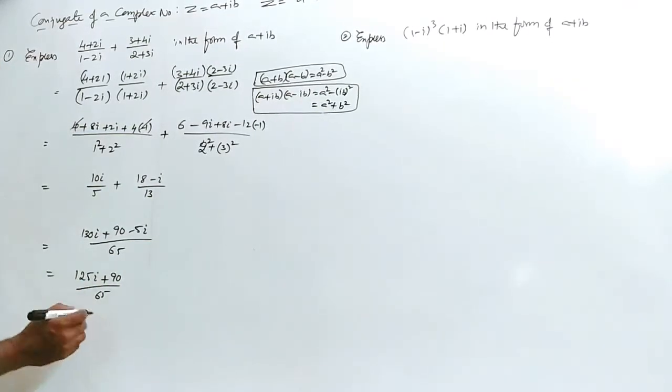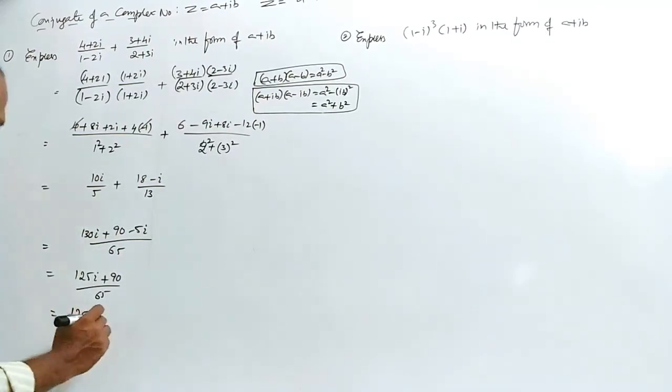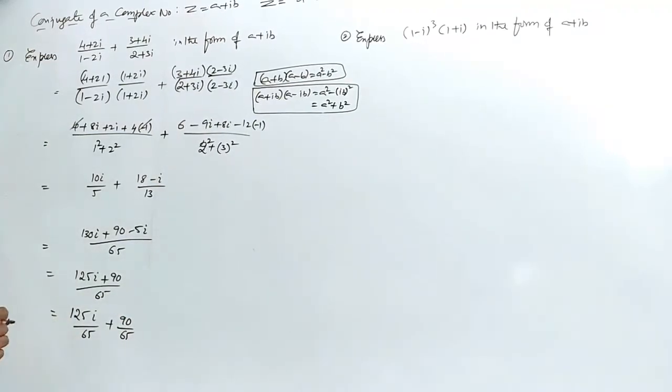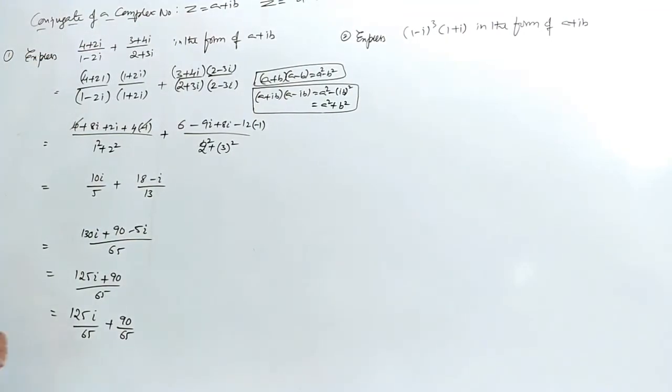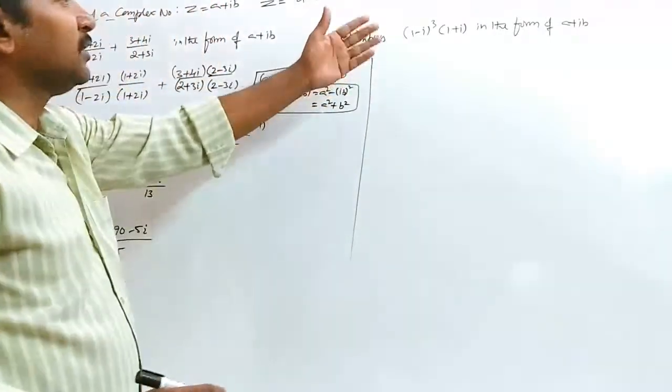If you want, you can separate the denominator, that is equal to 125i by 65 plus 90 by 65, which is the simplified form of this given complex number. Okay, it is the answer. Next, let us simplify this problem also.